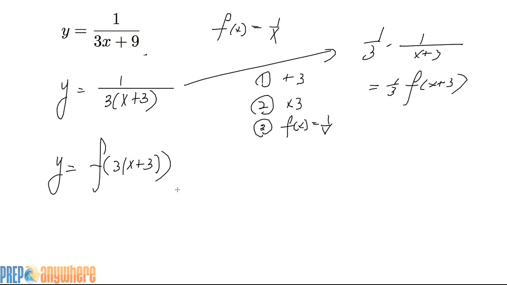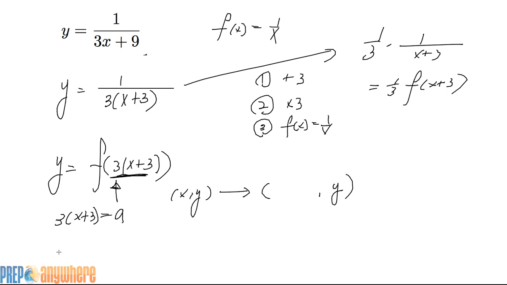Now, from here, the transformation mapping, the y doesn't change. The change only occurs to the x. And the first change is this, right? So if you have 3x plus 3, if I want to get x, the first thing you've got to do is divide by 3. So you do x divided by 3, and then you minus 3.